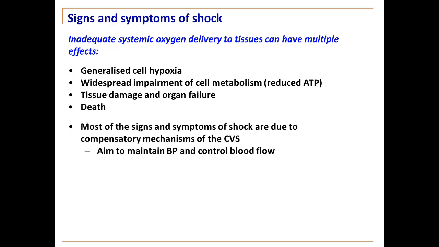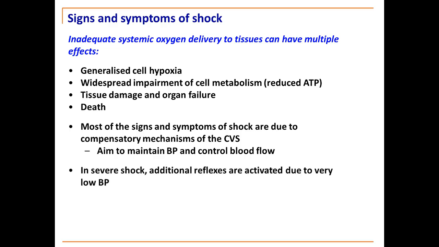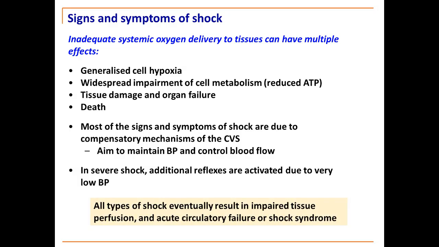Most of the signs and symptoms of shock are due to the compensatory mechanisms of the cardiovascular system, because at the end of the day, the aim is to maintain a suitable blood pressure for life and to control blood flow and control the delivery of nutrients and the removal of waste products. But in severe shock, additional reflexes are activated at the very low blood pressures, and all types of shock eventually result in impaired tissue perfusion and acute circulatory failure, or shock syndrome.